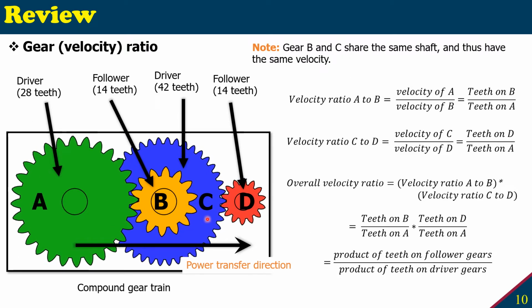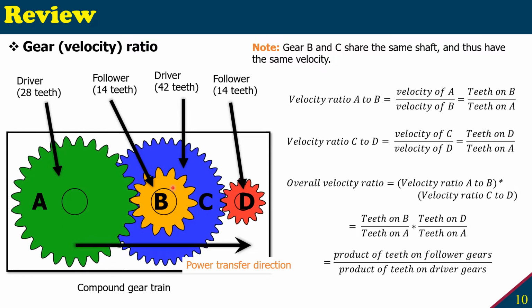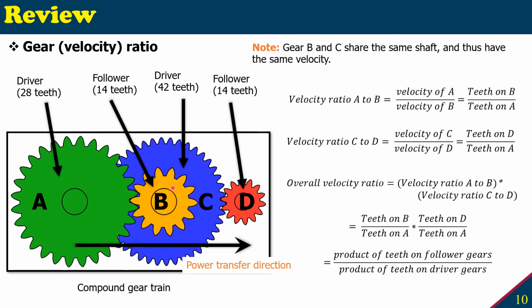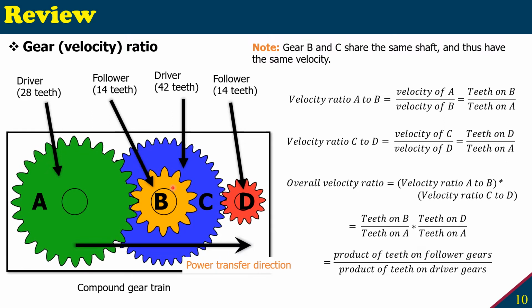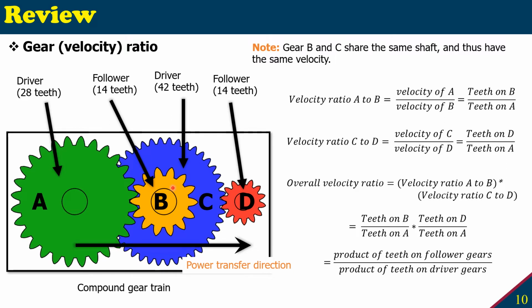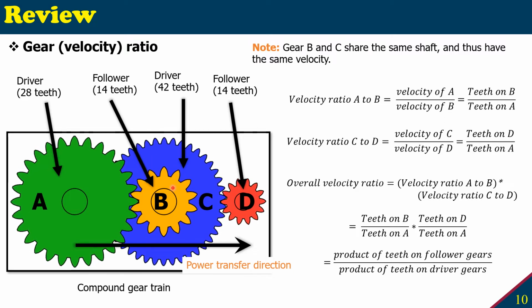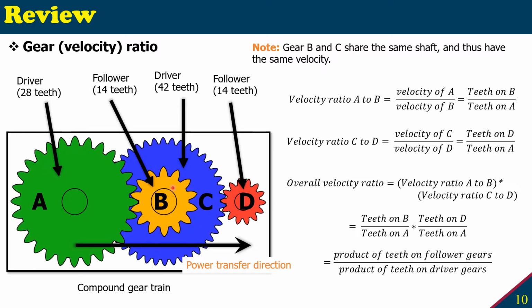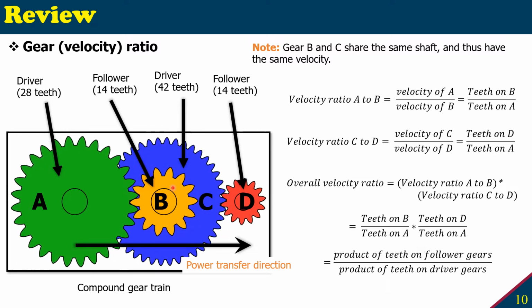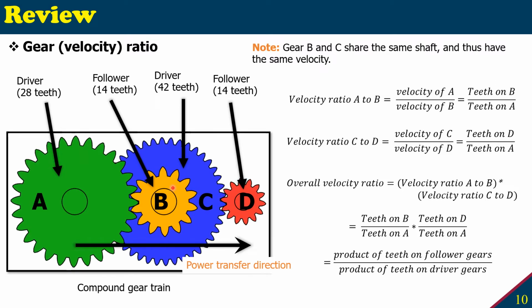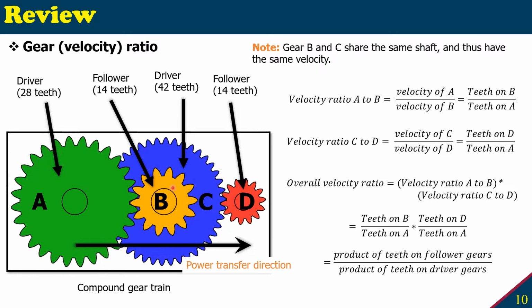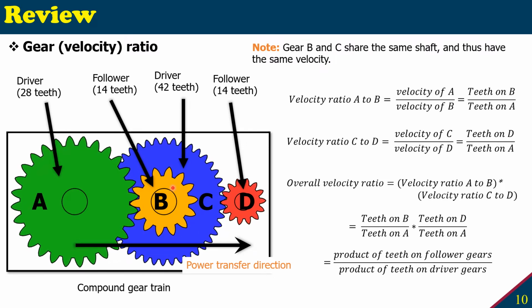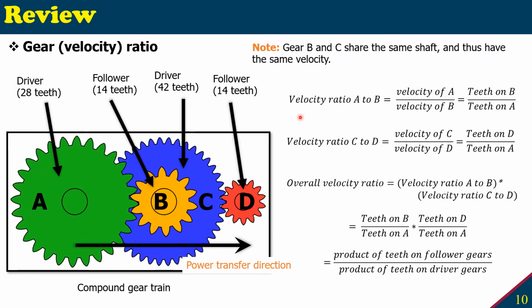So now let's see how to find the velocity ratio of a compound gear train. On the previous slides, we learned how to find the velocity ratio for a simple gear train. Now we're going to learn it for a compound gear train. The formula remains the same. The only difference is that for a simple gear train, we saw there is no effect from the idler gear, but for a compound gear train, all the gears will have an effect. So the definition remains the same.